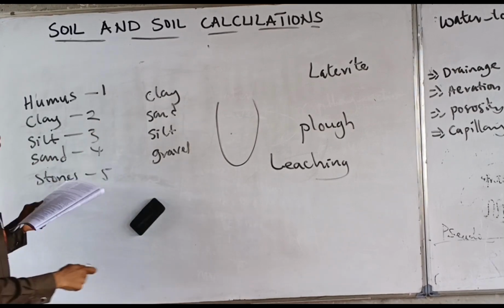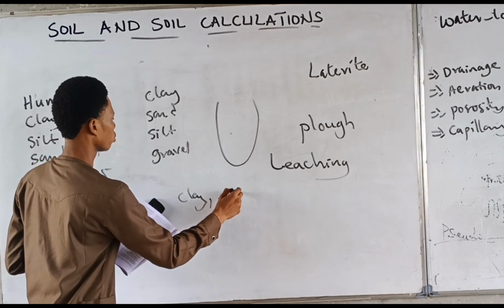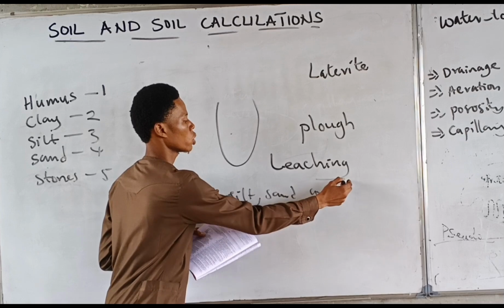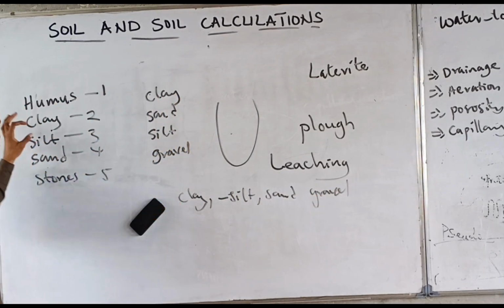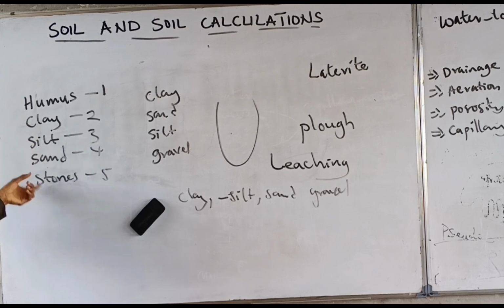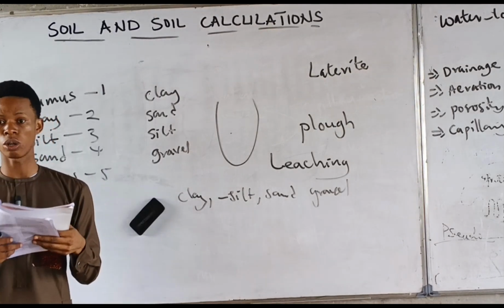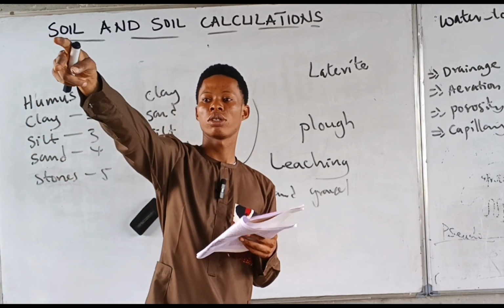Clay, silt, sand, and gravel. So this is the correct answer. Good. Clay is from what we saw here: clay, silt, sand, then stone, gravel. So that's the answer. C is the correct option there. All right. So, yes, your turn.